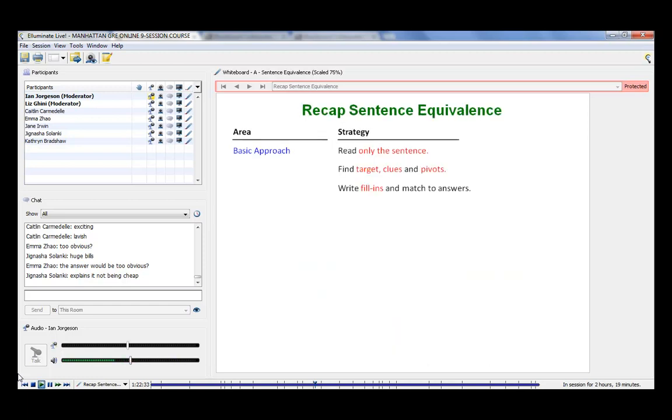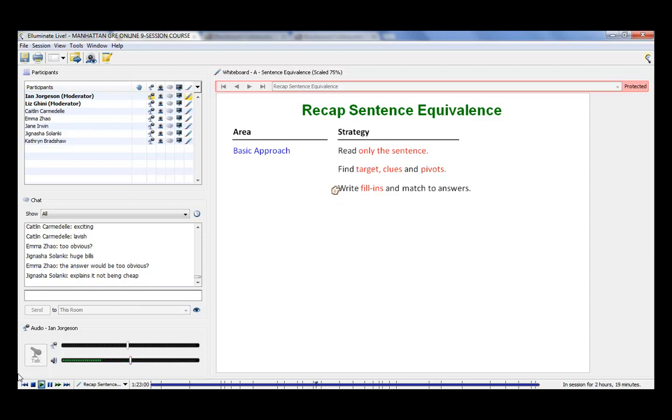All right, so recap here, and then we'll do maybe 2 problems and take a break. Declare victory, as Liz likes to say, and take a break. So basic approach, same as what we're doing with the text completions. Reading the sentence, finding the target if it makes sense to do that, finding the clues. There will always be clues. Finding the pivots if they're there. Most problems will have pivots, not all of them will.